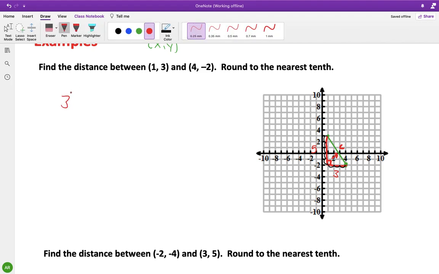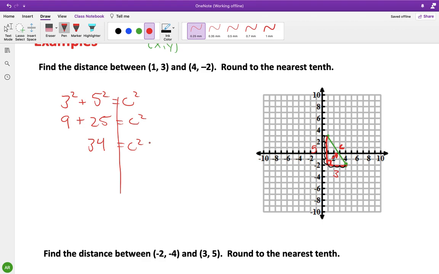So 3 squared plus 5 squared equals c squared. 3 squared is 9. 5 squared is 25. The sum of 9 and 25 is 34, which equals c squared. I know that the square root of 34 is going to be slightly less than 6, because the square root of 36 is 6 and 34 is slightly less than 36.